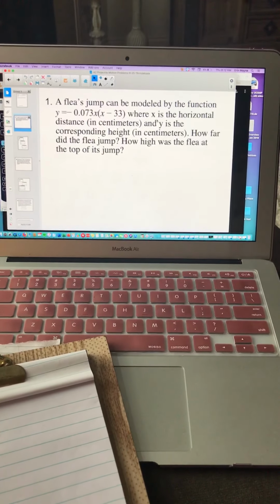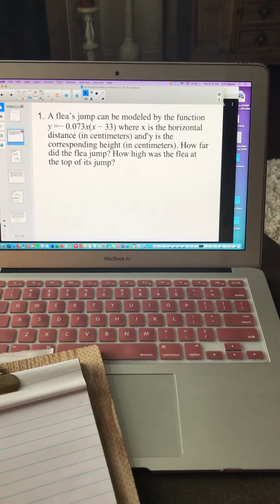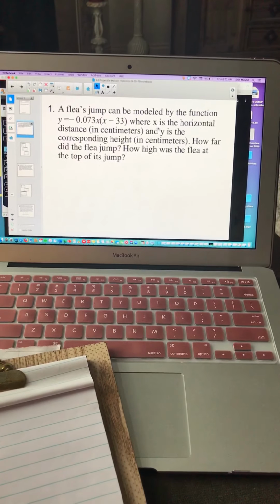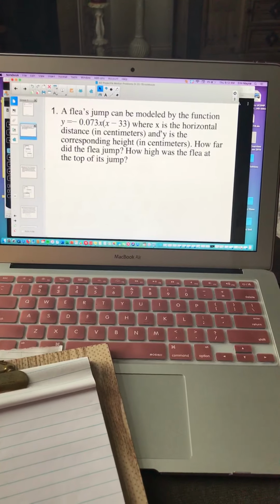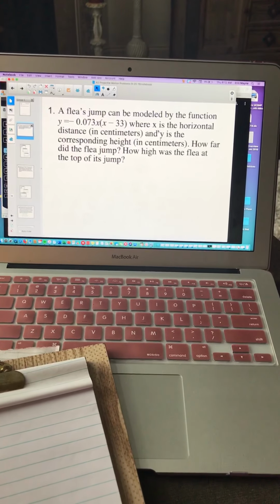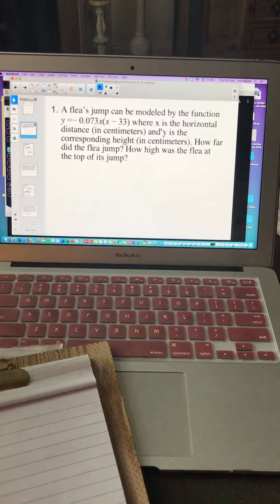A flea's jump can be modeled by the function y equals negative 0.073x times (x minus 33), where x is the horizontal distance in centimeters and y is the corresponding height in centimeters.